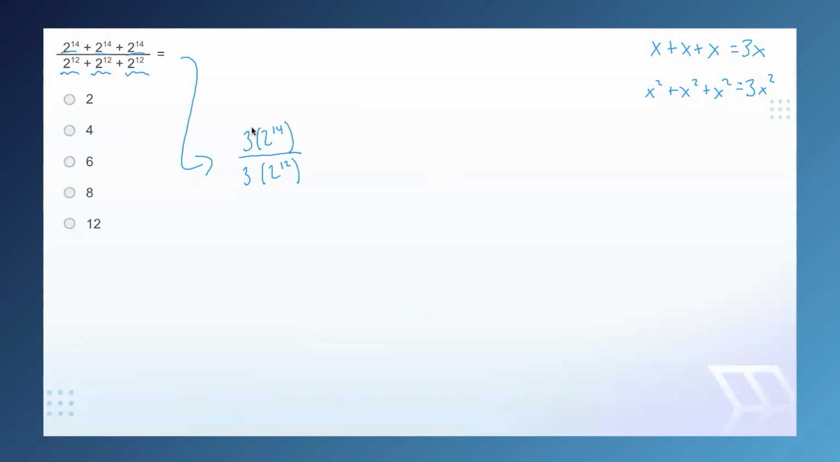From here, I can cancel my 3's, which is going to leave me with 2 to the 14 over 2 to the 12. Now, using my quotient rule, I know that when I'm dividing 2 terms with a common base, like 2, I can combine by subtracting their exponents. So that's going to give me 2 to the 14 minus 12, or 2, and 2 to the 2 equals 4. My correct answer is B.